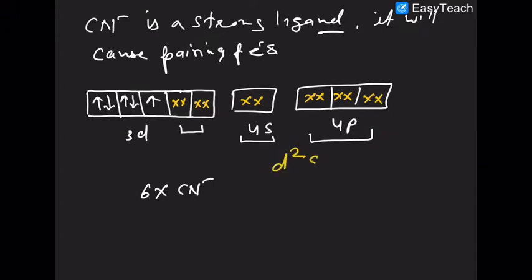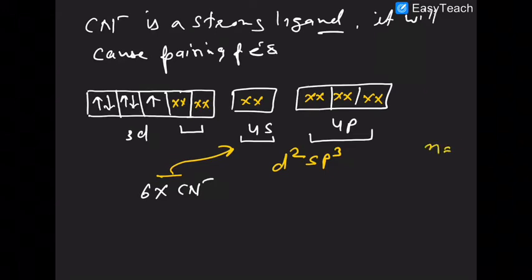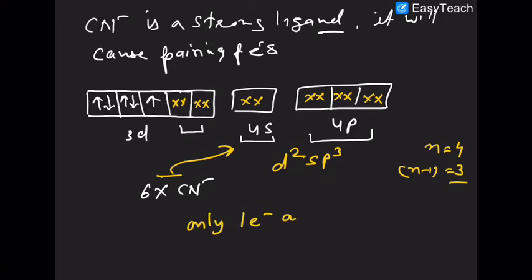Okay, 6 cyanide ions will give the lone pair of electrons to these orbitals, so it becomes d2sp3. What is being used? n minus 1, because n is 4 here, so n minus 1 will be 3d. So we are using 3d, 4s and 4p orbitals, and it has only one electron as unpaired.